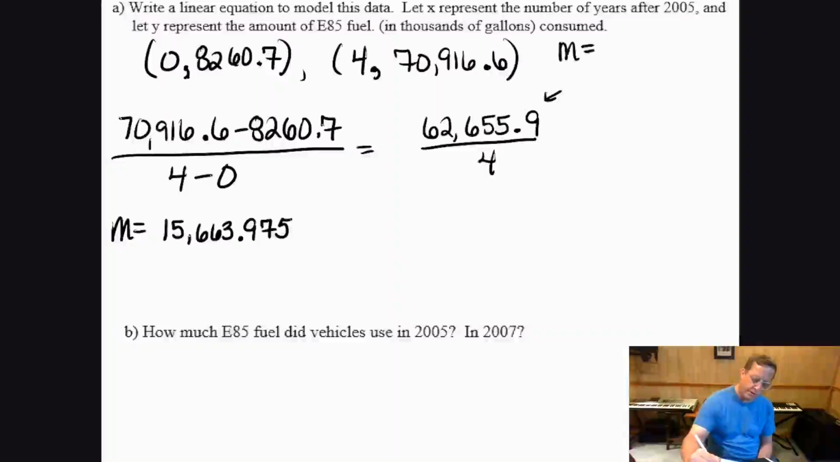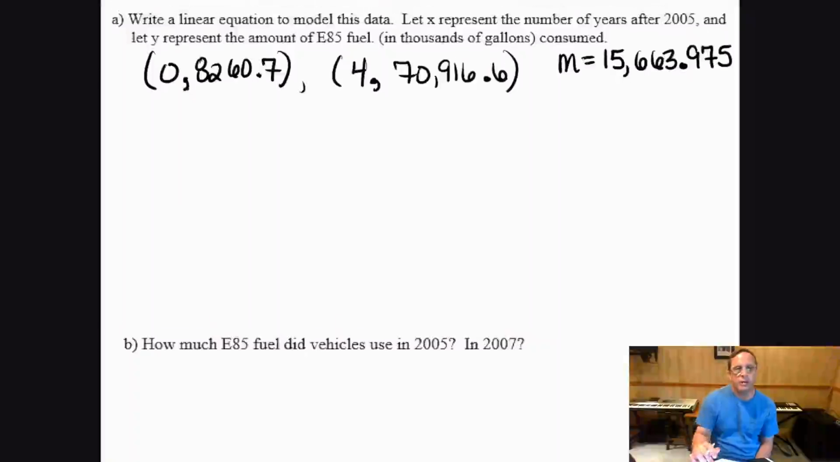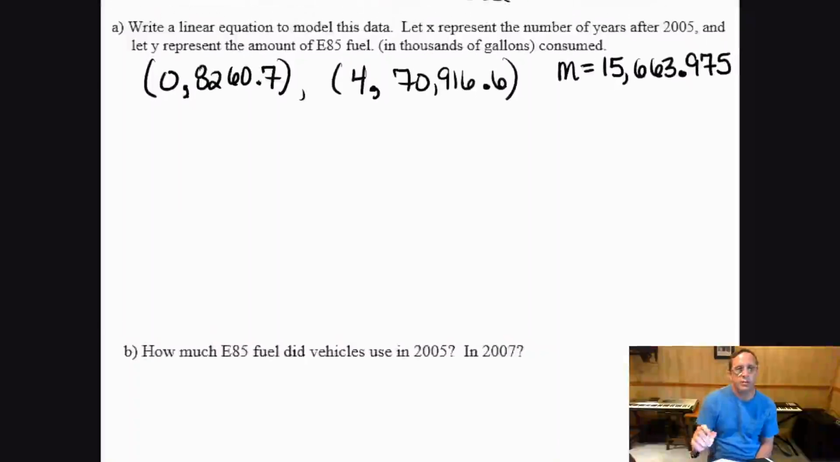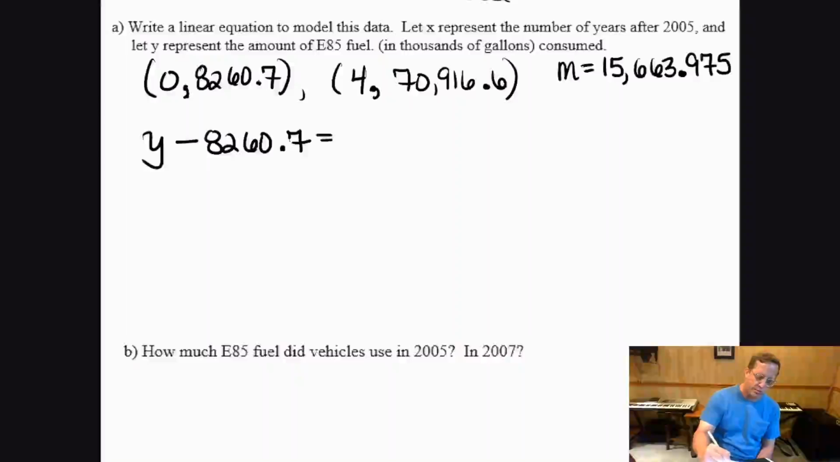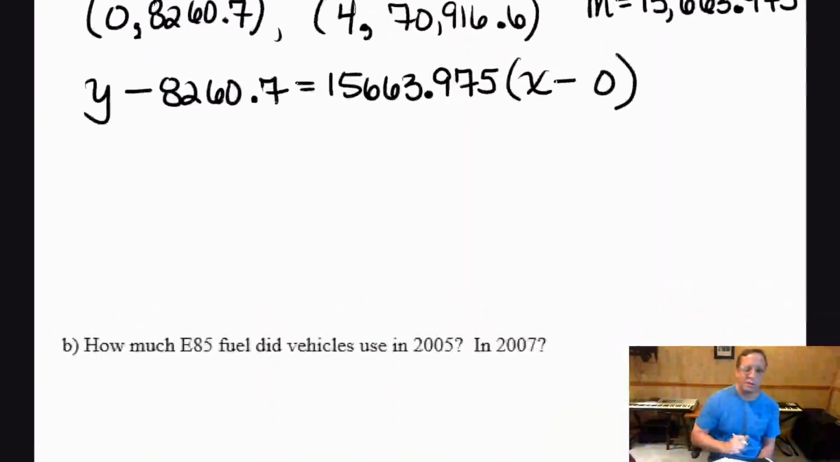I'm going to write that up here because I'm running out of room. And now this one's asking us to write a linear equation. I would just get it into slope-intercept form. We're going to do y minus y sub 1 equals the slope times x minus x sub 1, which is 0. You can see why I used that, because when we multiply by 0, it's just 0.